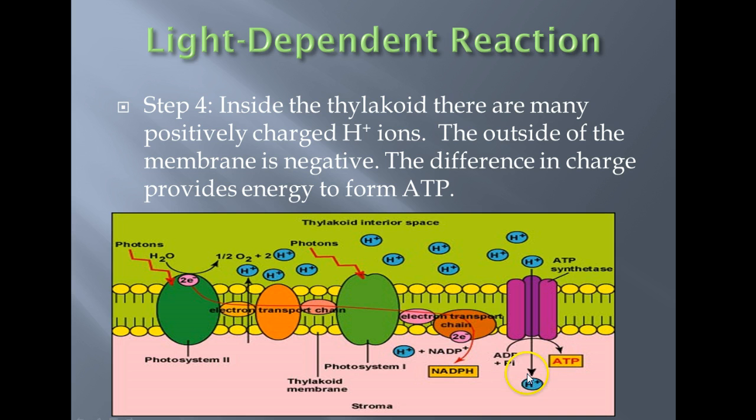Okay? So you guys, these are my products of light-dependent reaction. So it goes photosystem 2, electron transport chain. We get more energy in photosystem 1, down another electron transport chain. We make NADPH, and then from there, we have a protein channel that helps us make ATP.